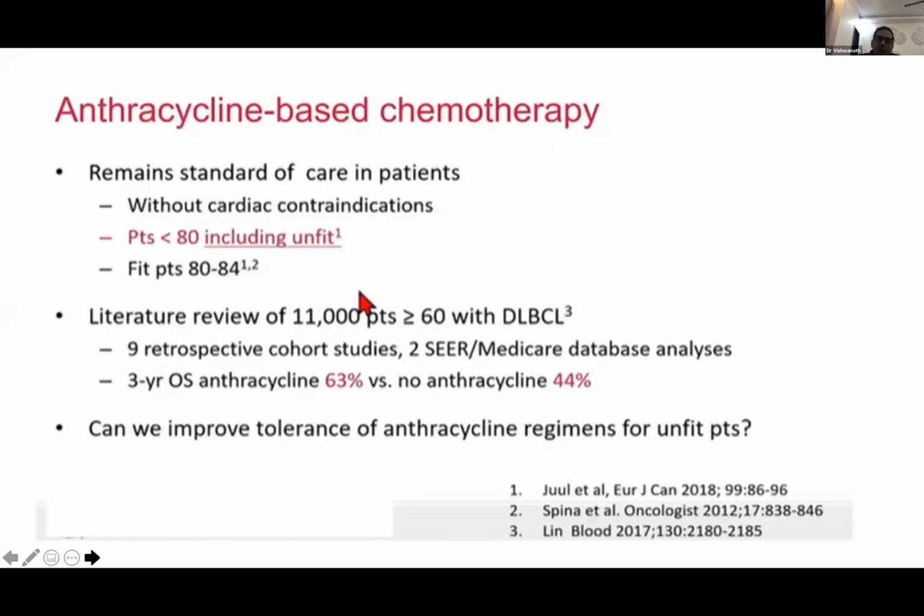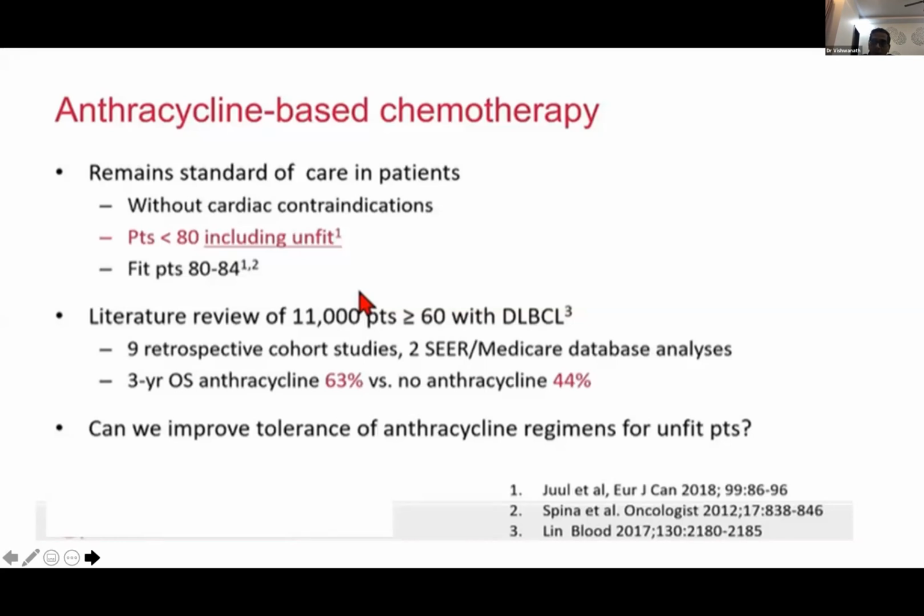Anthracycline-based chemotherapies as of today remain a standard of care in most patients without cardiac complications or contraindications, in patients less than 80 years of age, including the unfit, please mind that statement, and fit patients 80 to 84 years of age. A literature review of close to 11,000 patients over the age of 60 with diffuse large B-cell lymphoma, which included 9 retrospective cohort studies and 2 large SEER Medicare database analyses, revealed that the 3-year OS where anthracycline was used was 63%, and where anthracycline was not used was 44%. You can see the great difference.